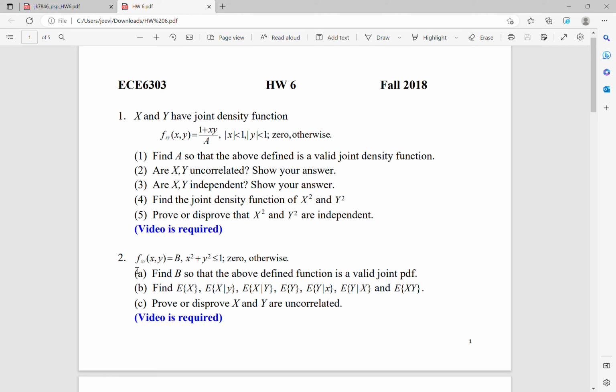It is given that the probability density function of x, y is equal to b if x square plus y square is less than or equal to 1. Otherwise, the value will be equal to 0. Now we're supposed to find three parts here. In the first part, we have to find b so that the above defined function is a valid joint probability density function. Now let's have a look at the solution.